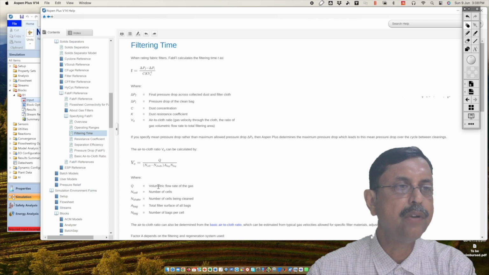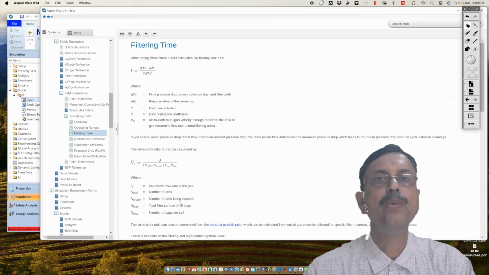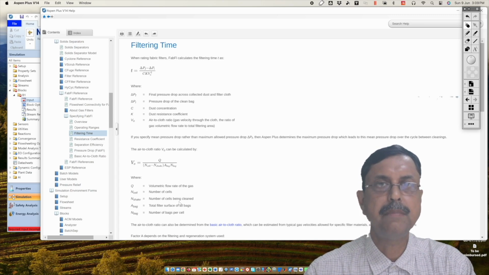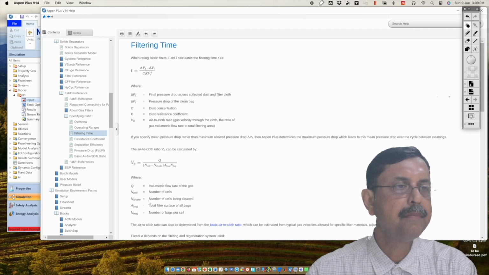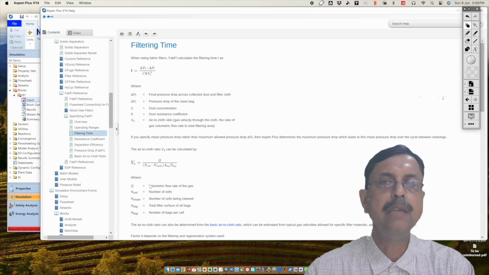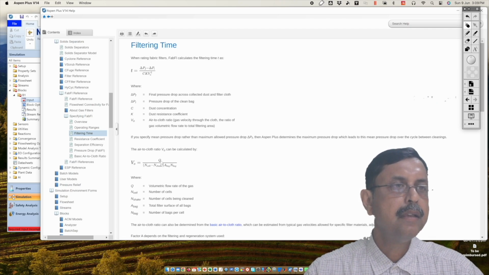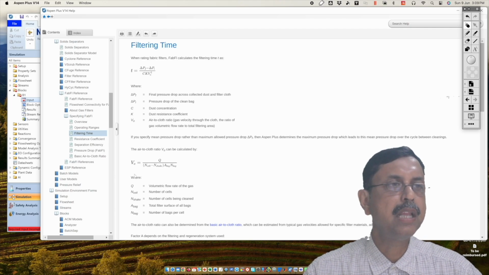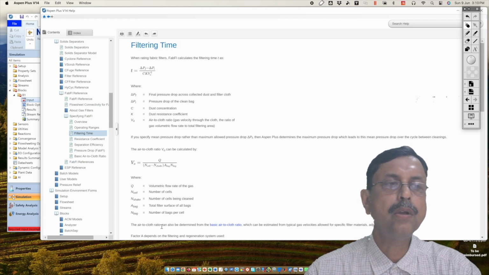This can be calculated by this small equation, where Q is the volumetric flow rate of the gas, and here you have number of cells minus the number of cells being cleaned, because the cells which are being cleaned cannot be used for the filtration. So number of cells minus the number of cells being cleaned, multiplied by the number of bags per cell, multiplied by the total filter surface of a bag. If you multiply all of them, then you will get the total filtration area, and if you divide Q by the total filtration area, you will get the air to cloth ratio V0, that is the gas velocity through the cloth. This air to cloth ratio can also be determined from the basic air to cloth ratio in this fashion.